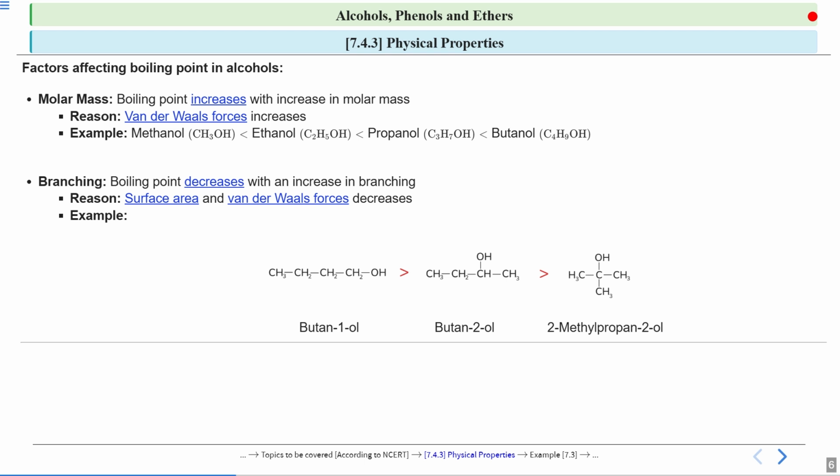So there are the 2 factors, that is the molar mass and the branching. Your boiling point increases if the molar mass increases, and your boiling point decreases with the increase in branching. Because when branching increases, the surface area and van der Waals force decrease. Okay?